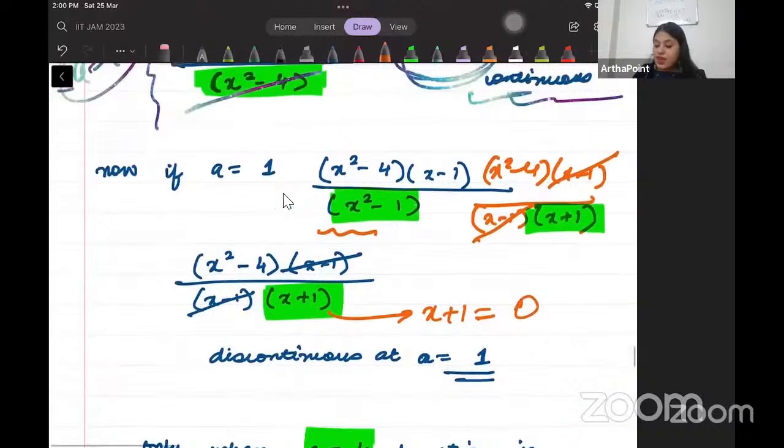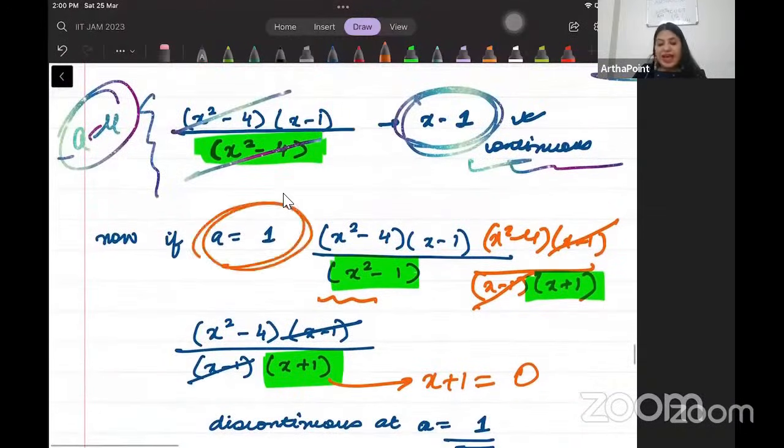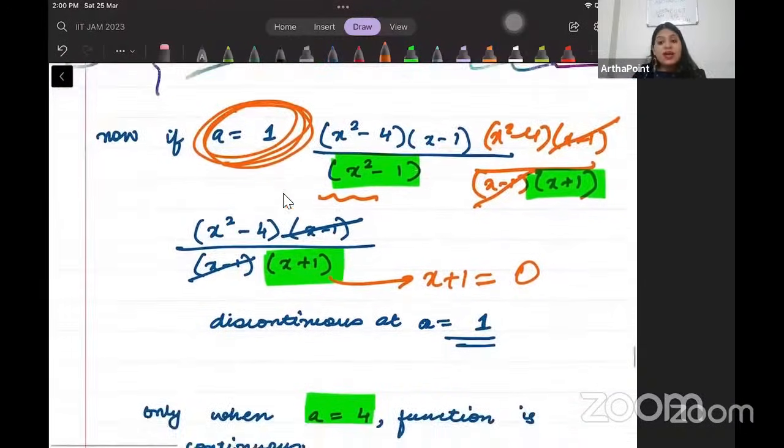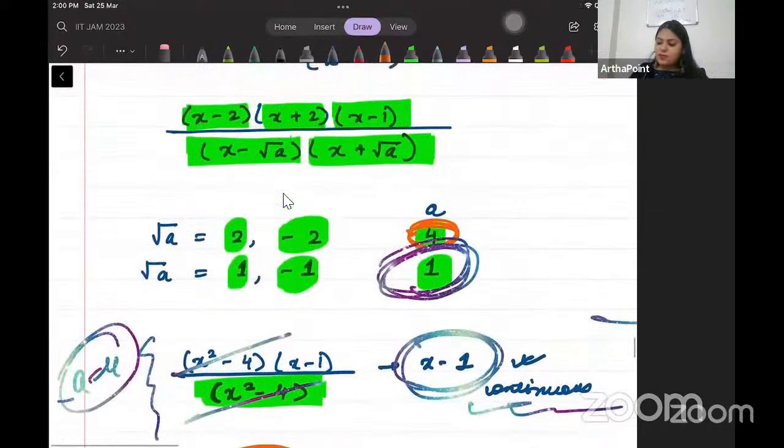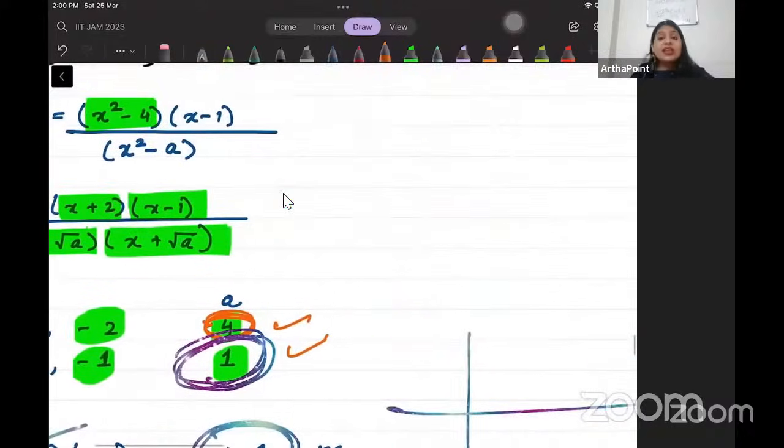Right? So when I took the value of a as 1, I saw that this point occurs. And when this happens, my denominator cannot be 0. So this is a point of discontinuity when a is 1. And then I just checked it for 4 and 1 because they linked to the numerator. But for any other a, this is possible.